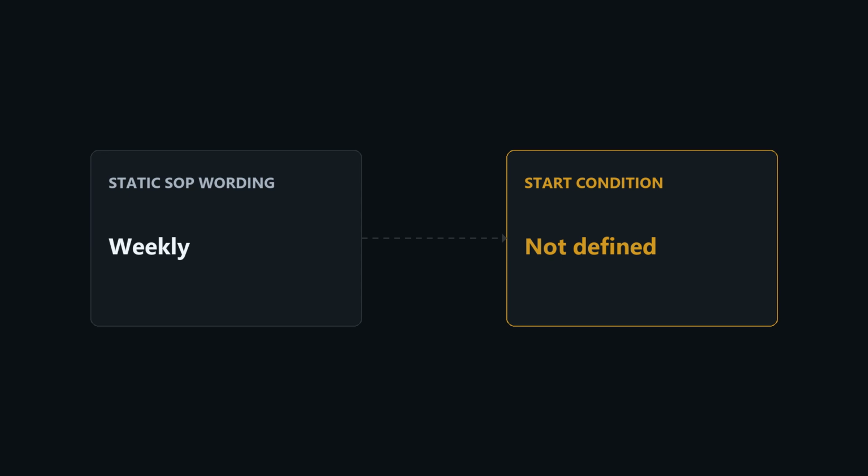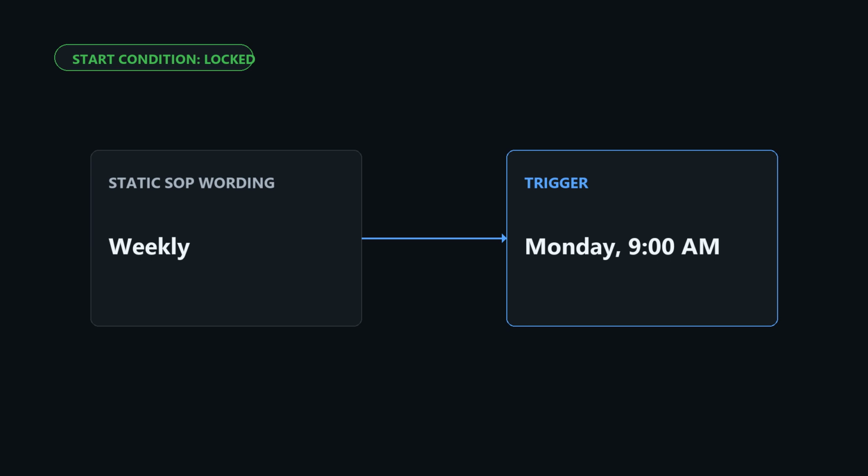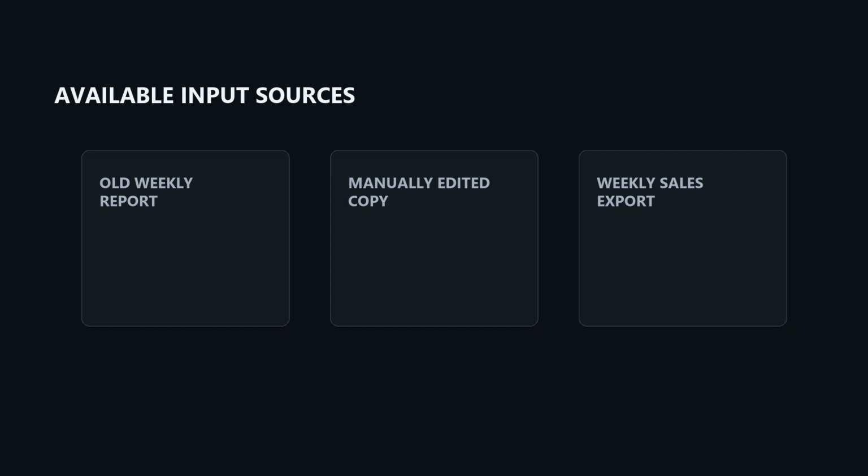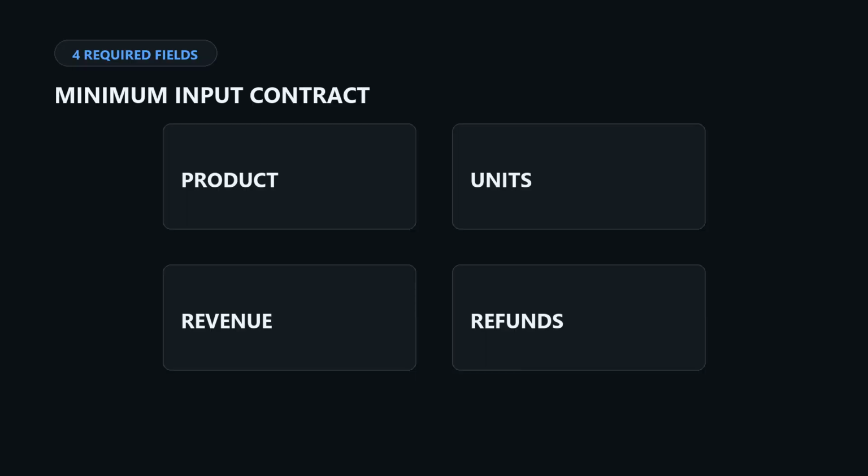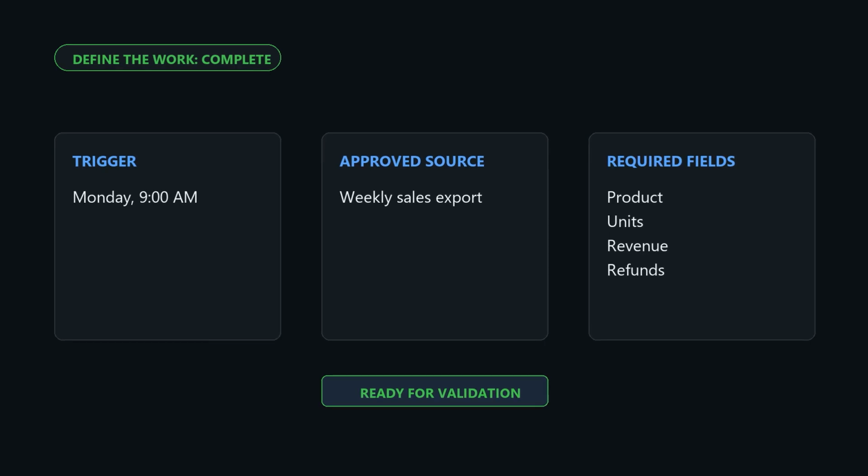For this SOP, the trigger is Monday at 9 am. That turns the word weekly from a vague instruction into a scheduled event. Next, lock the approved source, the weekly sales export. The workflow should not pull from random folders, old reports, or manually edited copies. Then define the required fields: product, units, revenue, and refunds. Together, these fields form the minimum input contract for the task.